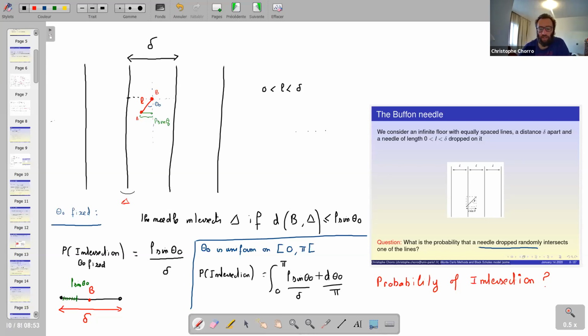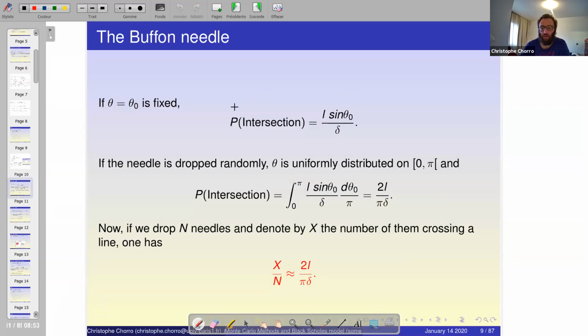This integral is very easy to compute because I have a primitive for the sinus, that is minus cosinus. And so here you have exactly what I have done here. If I compute this integral, I obtain this quantity: my probability of intersection when I drop randomly my needle is 2 times L, where L is the length of the needle, over pi over delta.